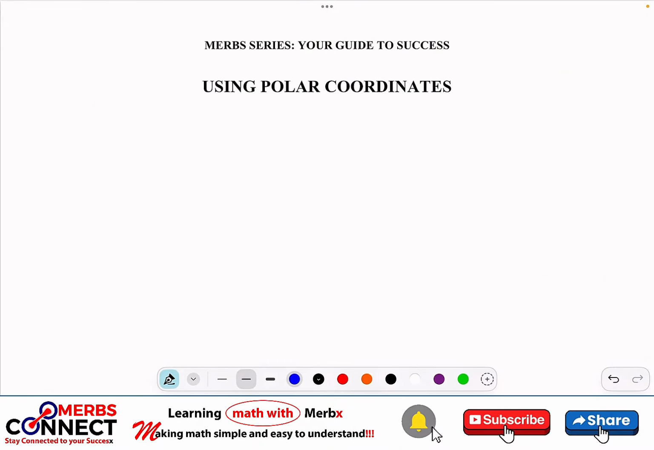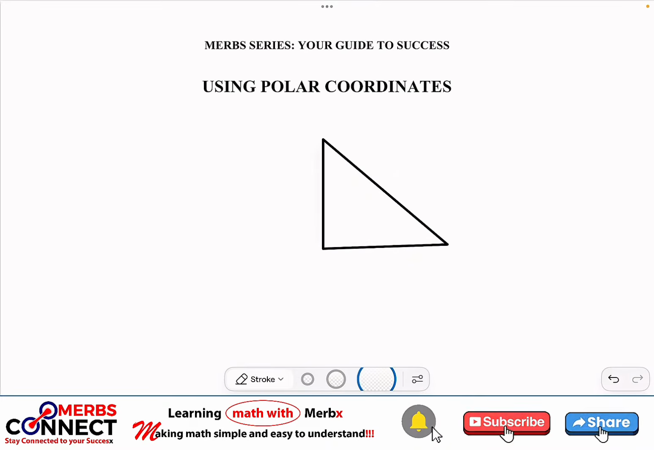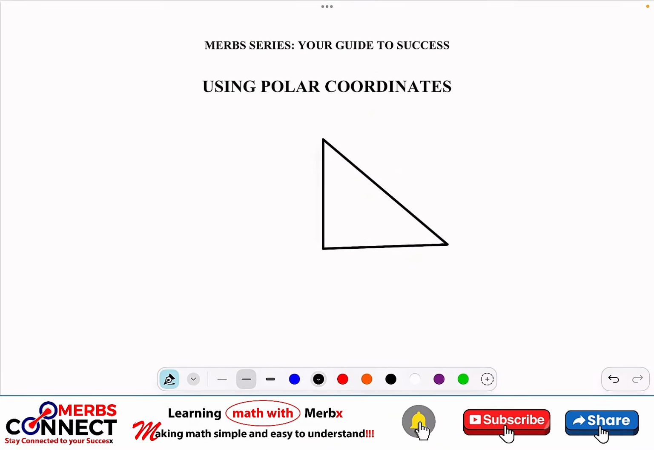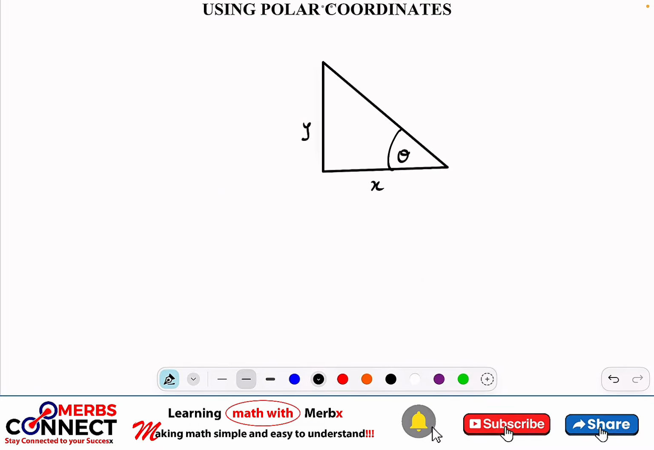Polar coordinates is basically having something like this here. If I have my right triangle here, and I have a theta here, and this is my x and this is my y, then we know the trig functions, right? Sine of theta is going to be y divided by r. So this implies that y is equal to r sine theta. We need to know this.